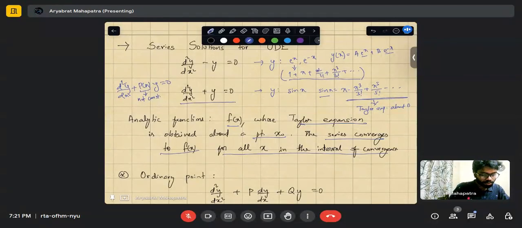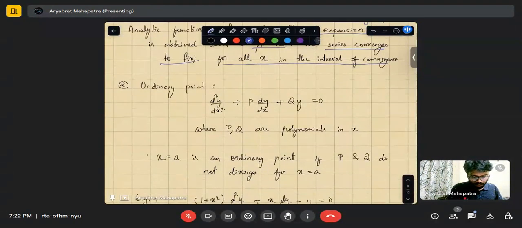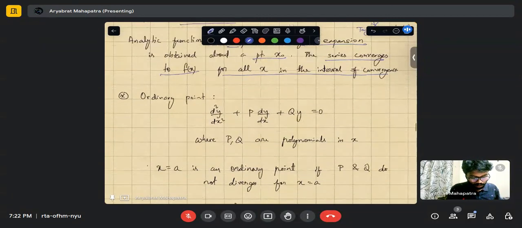Because sine values go from -1 to 1. But here in this series, if you are getting a particular value of x to be divergent, then that won't be an analytic function. And sin x is an analytic function because it does not have any diverging nature in its series expansion, or basically in its Taylor series expansion. So that is what analytic functions are.